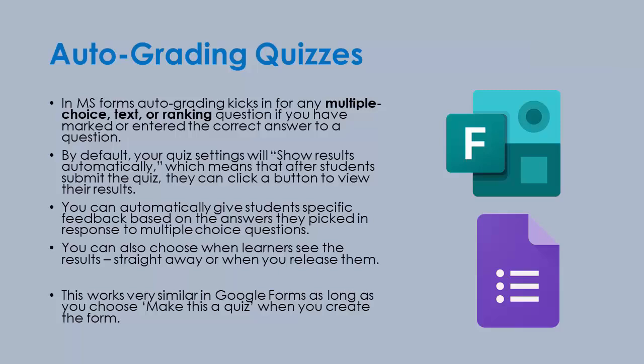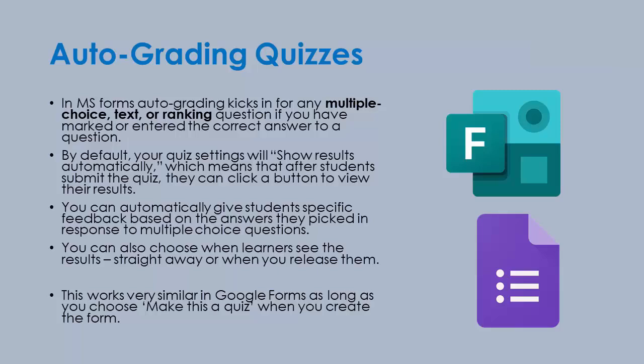In Microsoft Forms, auto-grading kicks in for any multiple choice, text or ranking questions. If you have the question marked or entered with the correct answer, by default your quiz setting will show results automatically, which means after the students submit the quiz, they can click a button to view the results. You can automatically give the students specific feedback based on the answers they pick in response to multiple choice questions, but you can also choose when learners see the results, straight away or when you release them.